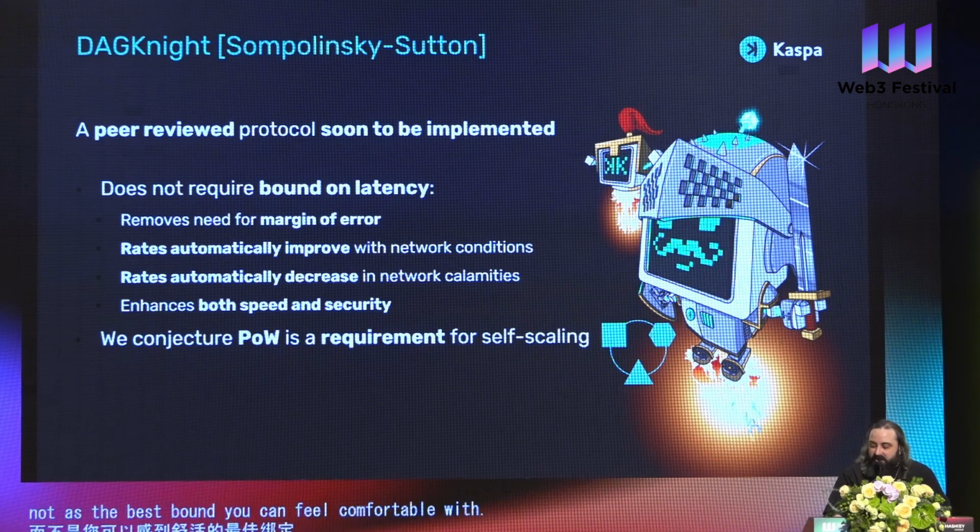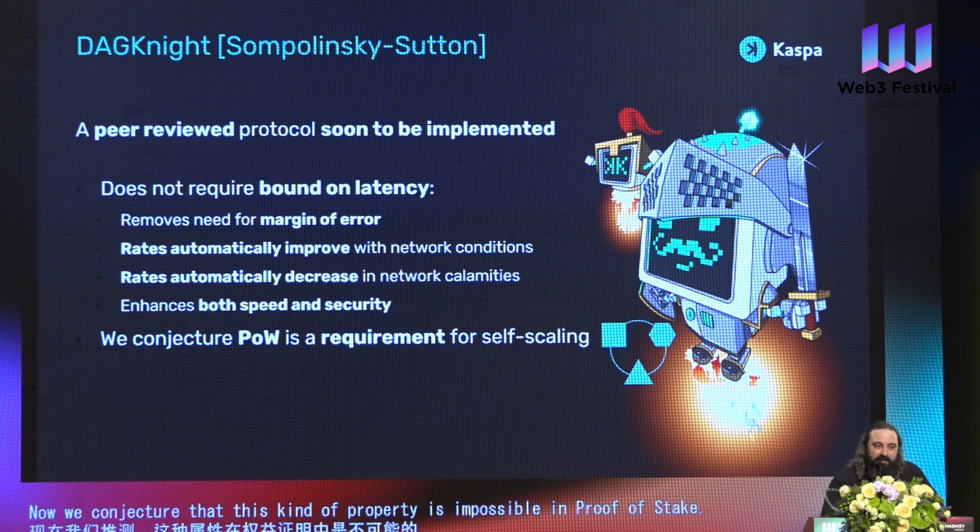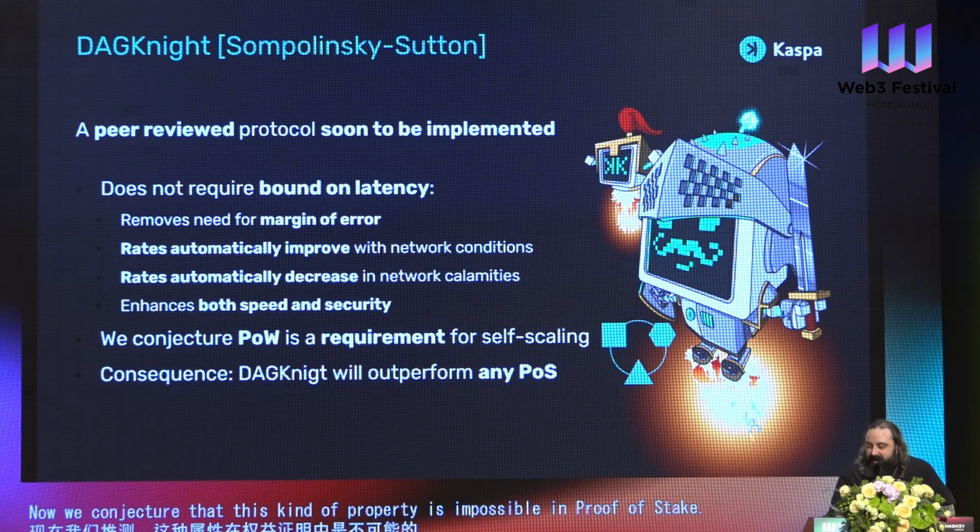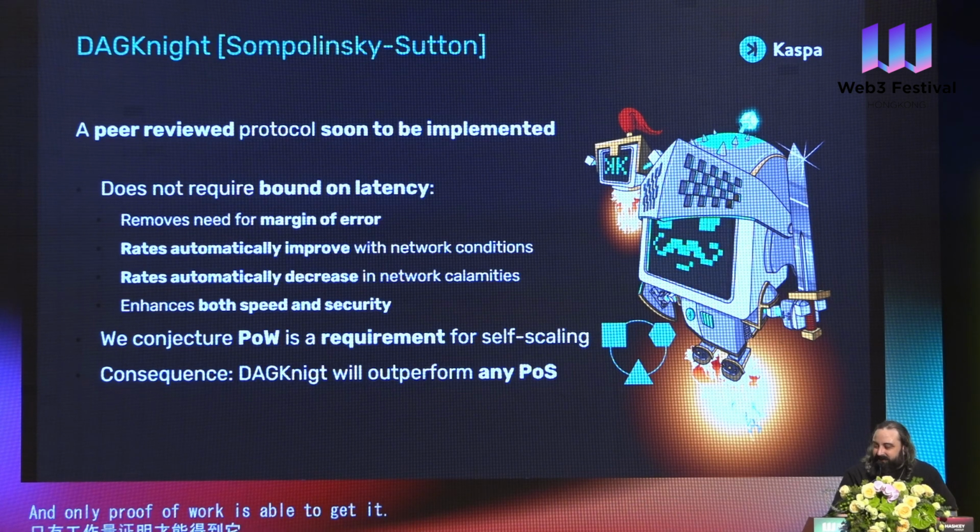Now, we conjecture that this kind of property is impossible in proof of stake, and only proof of work is able to get it. And by consequence, this means that DAGNITE will always perform better than any proof of stake protocol you can ever come up with.